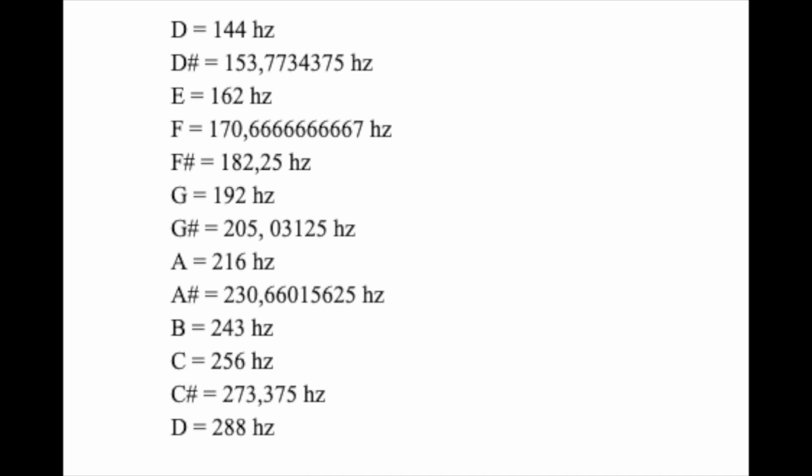A would be 216, which is one octave below 432. A sharp would be 230.66015625. B 243. C 256. C sharp 273.375. D 288. So as you can see, depending on the root frequency, what note and what frequency you start at, the other notes change a little bit.